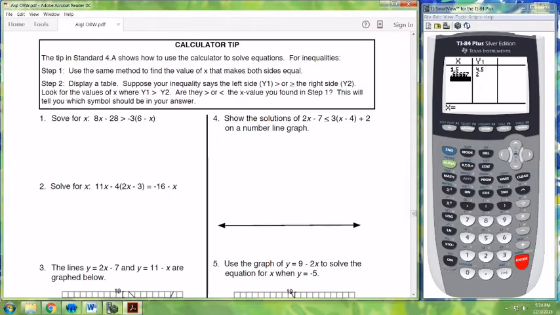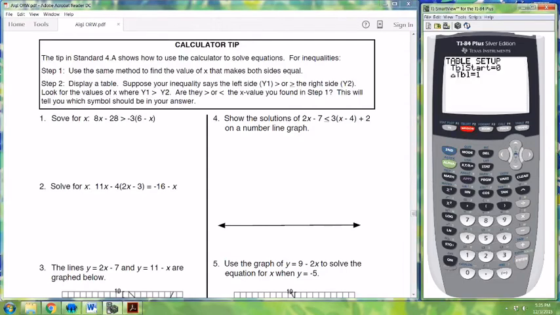Now what I want to do is go back and change my settings on my calculator so that I don't have to type in my own x values. To change that, hit second window, and we need to go down to independent and change this back to auto. You could also clear your calculator anytime and that will reset the defaults. Okay, so I'm going to go to y equals and clear out the equation that's here. We're going to do number 1. Number 1 says 8x minus 28 is greater than negative 3 times 6 minus x.